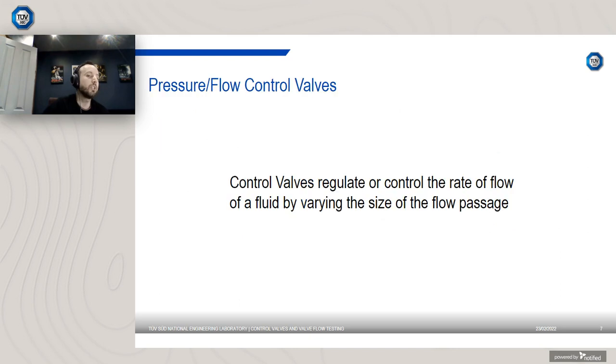But when I say control valves, what I really mean are pressure or flow control valves, and these valves regulate or control the rate of flow of a fluid by varying the size of the flow passage. So control valves generally, as flow goes through them, they restrict the flow. As the flow is restricted, due to Bernoulli's principle, the velocity increases and the pressure decreases. So that's how they essentially control the flow of the fluid.